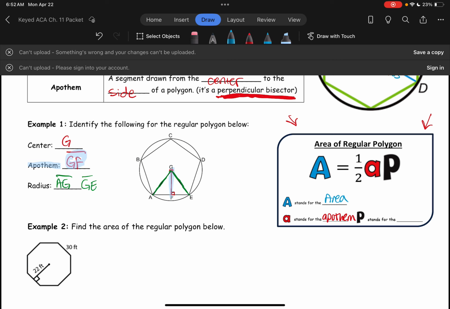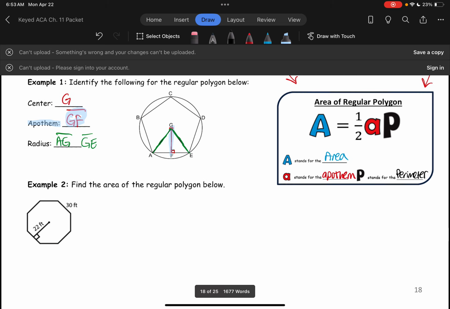And P here stands for the perimeter. So the way that you're going to find the area of a regular polygon is you're going to take 1/2, multiply that by the apothem, and then multiply that by the perimeter. So that's our formula for the area of a regular polygon. So let's practice finding the area here with an example down below.